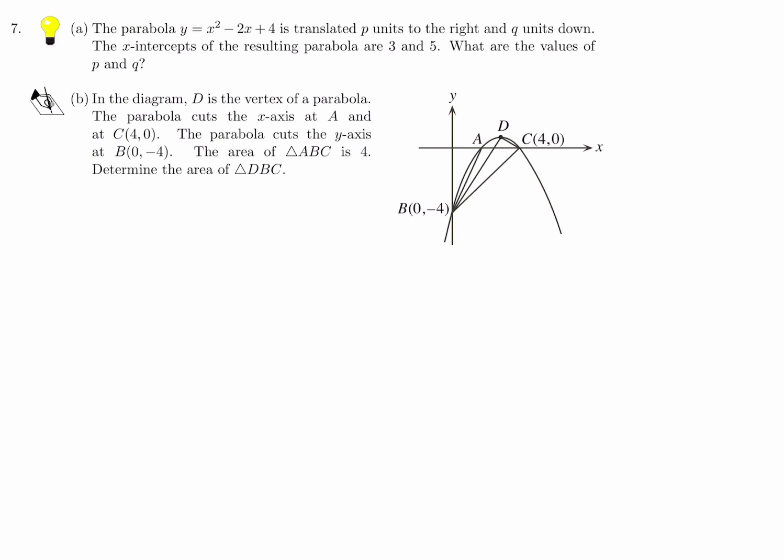The parabola y is equal to x squared minus 2x plus 4 is translated p units to the right and q units down. The x-intercepts of the resulting parabola are 3 and 5. What are the values of p and q?